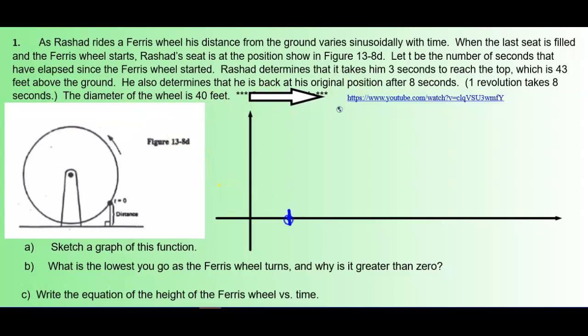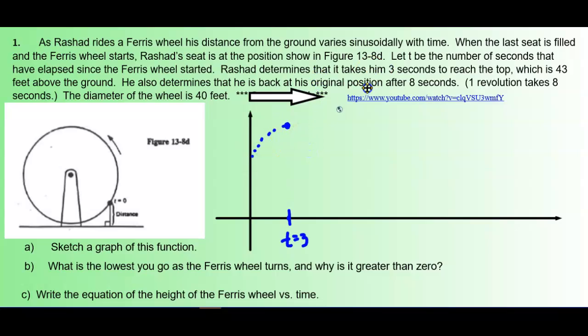So at time 3, he is at the top. That's why I'm saying this would make an easy cosine graph, because we know where that starts. We don't know where he was when he started this story. We're going to have to figure that out later.